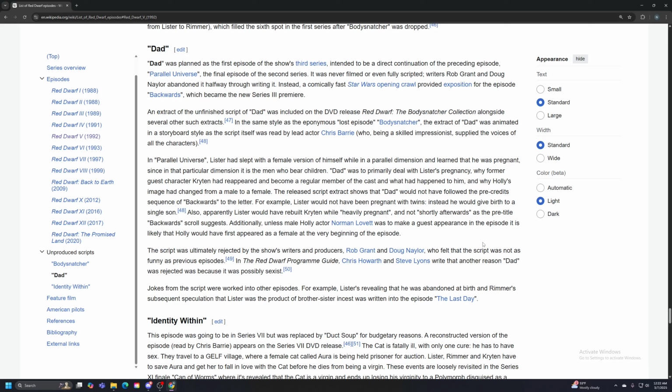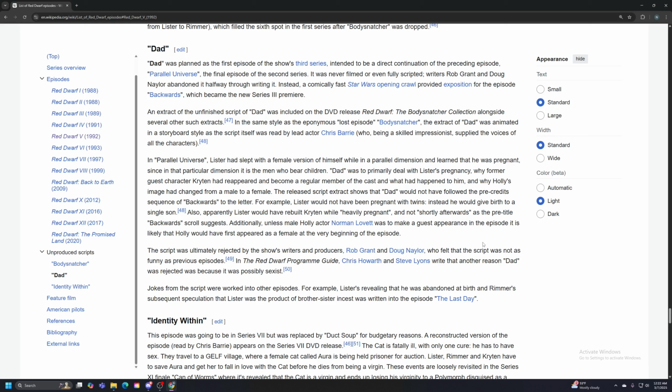In Parallel Universe, Lister had slept with a female version of himself while in a parallel dimension and learned that he was pregnant. Since in that parallel dimension it was the men who bear children, Dad was to primarily deal with Lister's pregnancy, why former guest character Crichton had reappeared and become a regular member of the cast, and what had happened to him, and why Holly's image had changed from male to female.